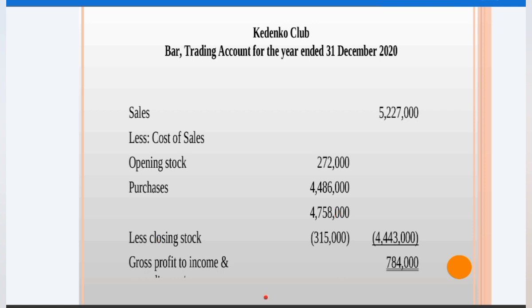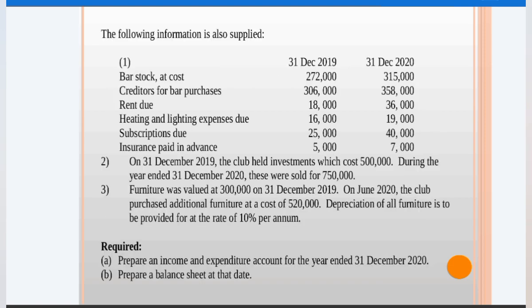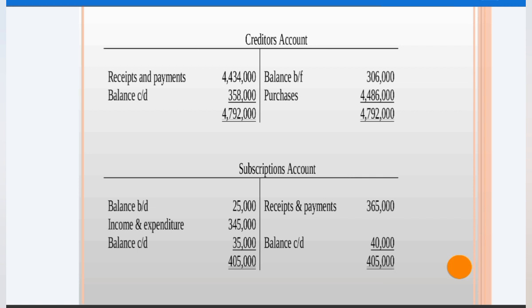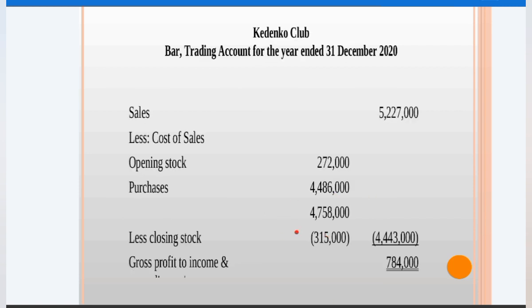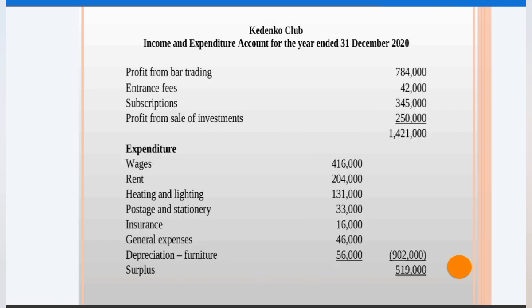Then we less the closing stock, we have found to be 315,000. So 315,000 here. So the cost of sales is 43,000. When you less that, you get 784,000. So the 784,000 will then form the profit from trading activities in the income and expenditure.